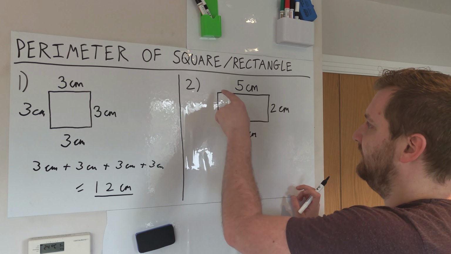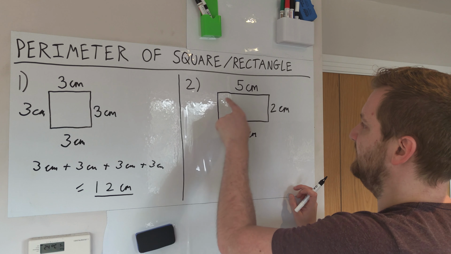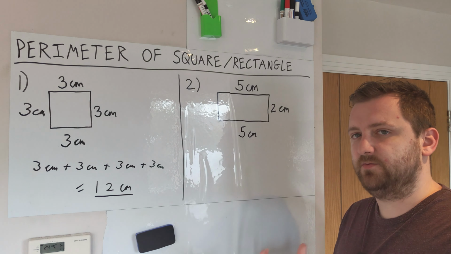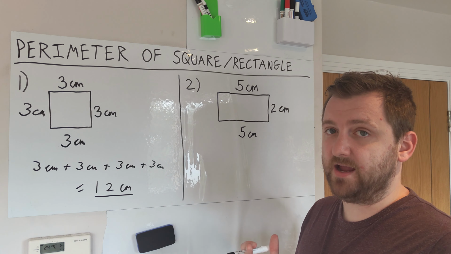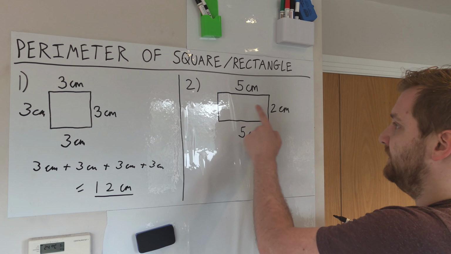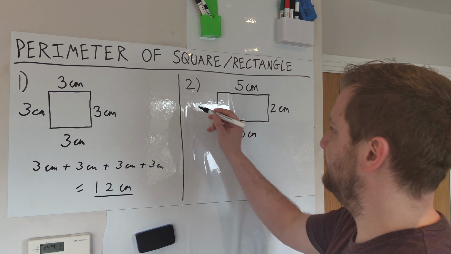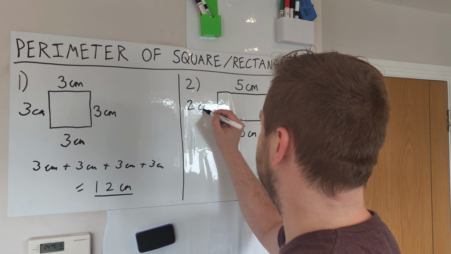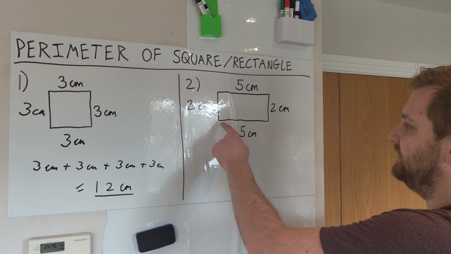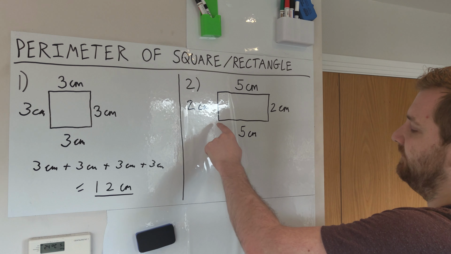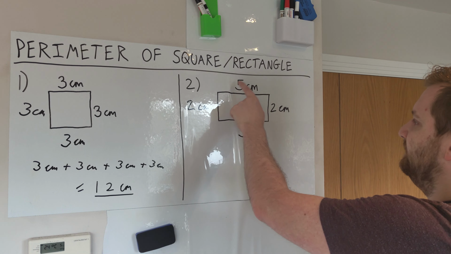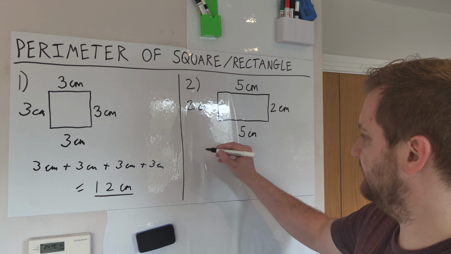So if this side is 5 centimeters long, the opposite side will be the same length when you're dealing with a rectangle. That will also apply to this side as well, so this will be 2 centimeters. Again, to find the perimeter, you just find the distance all the way around. So it'll be 2 plus 5 plus 2 plus 5 centimeters.